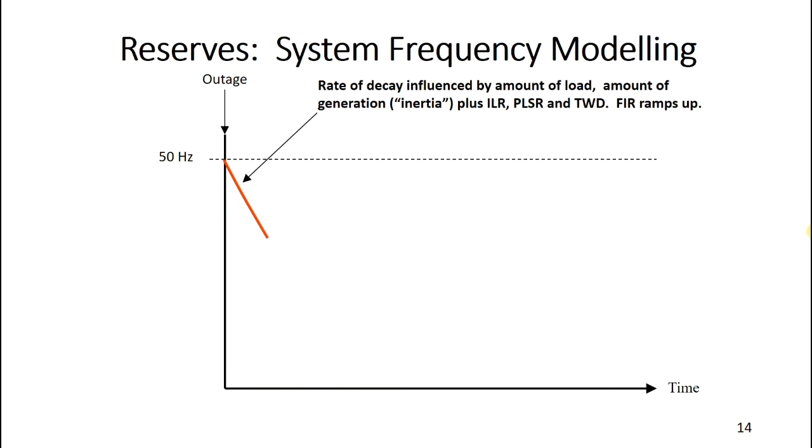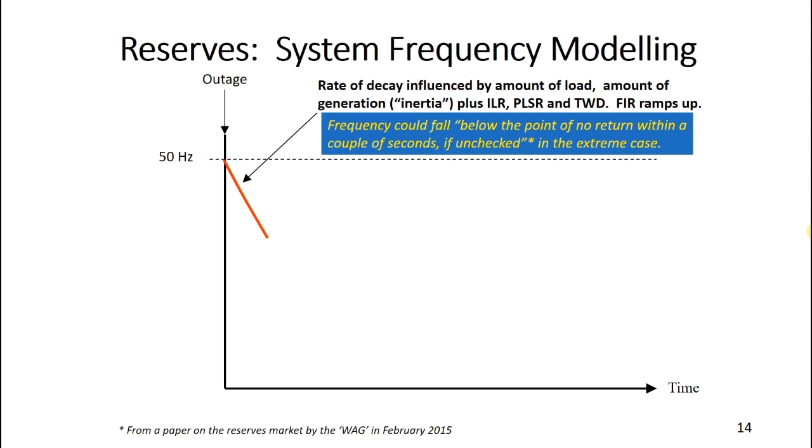Big generators are big, heavy machines. They're spinning, and because of that, they store a lot of energy. They have a lot of inertia. And by virtue of all of that inertia connected to the system, there's more energy available to maintain frequency for longer.